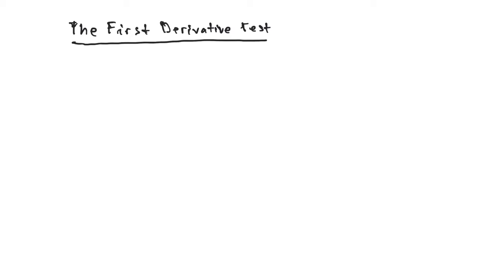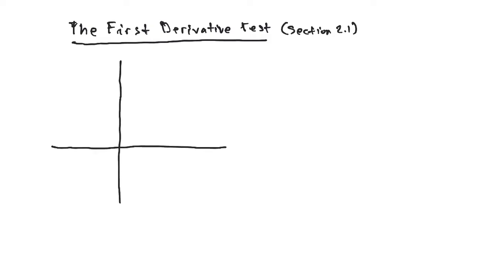So in this video, what we're going to talk about is the first derivative test, which is section 2.1. And basically what we're going to do is look for ways to find what are called the relative extrema of functions. So let's say that we have some function that looks like this, which we'll call f of x. Then the relative extrema are the y values of f of x that are bigger than all the y values in some neighborhood around them.